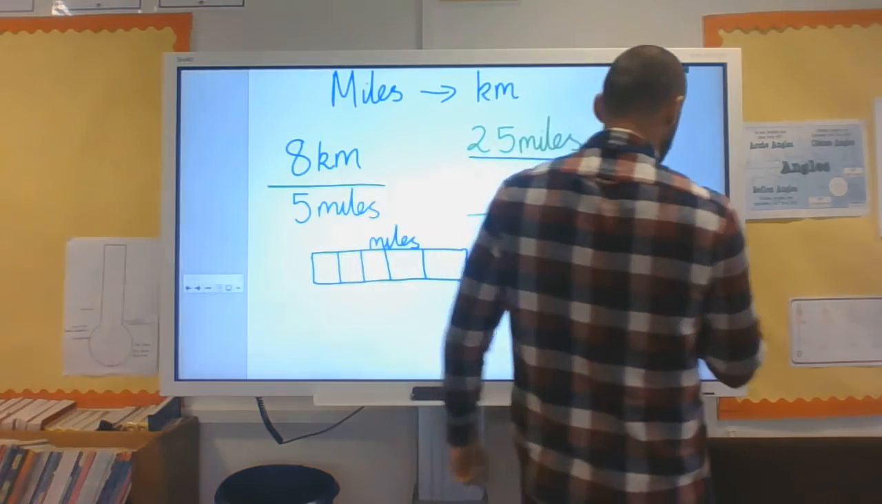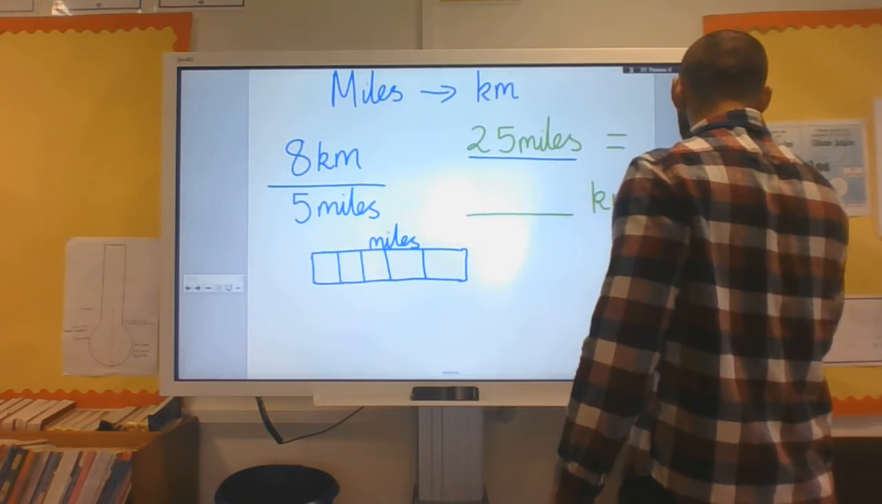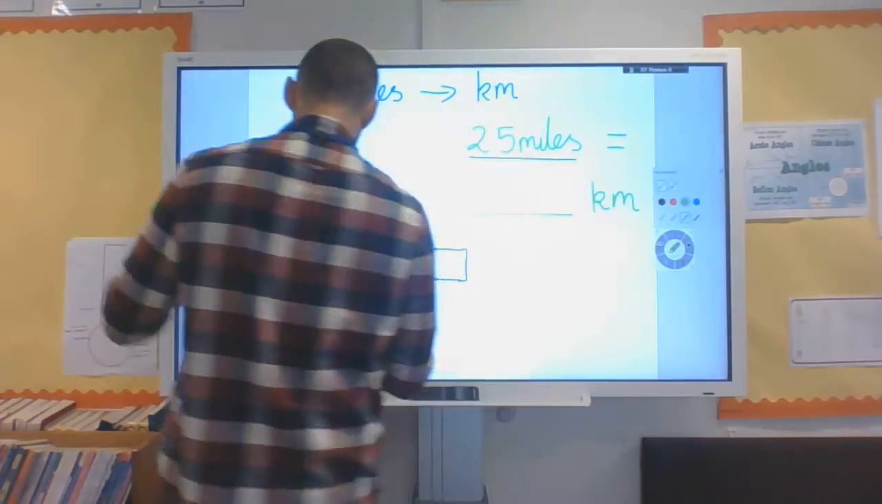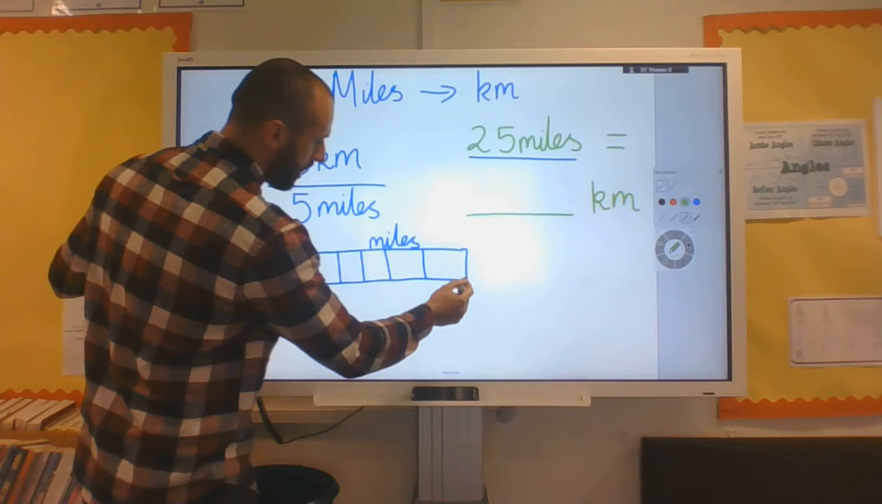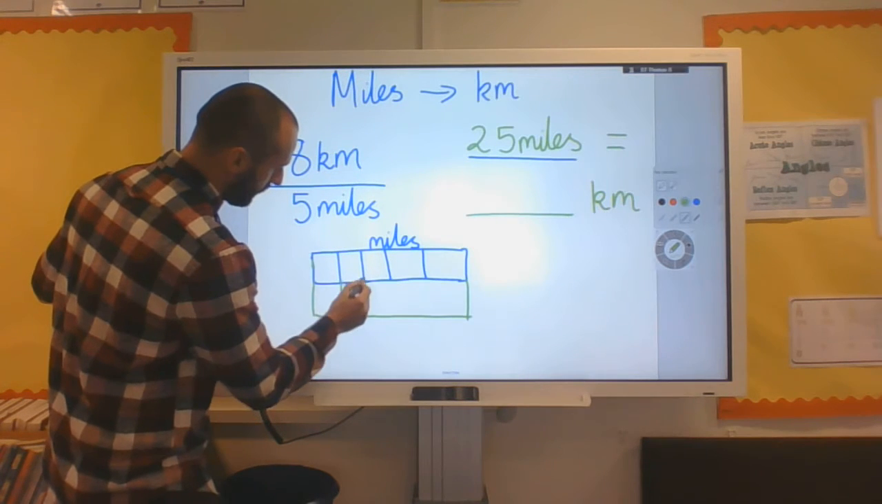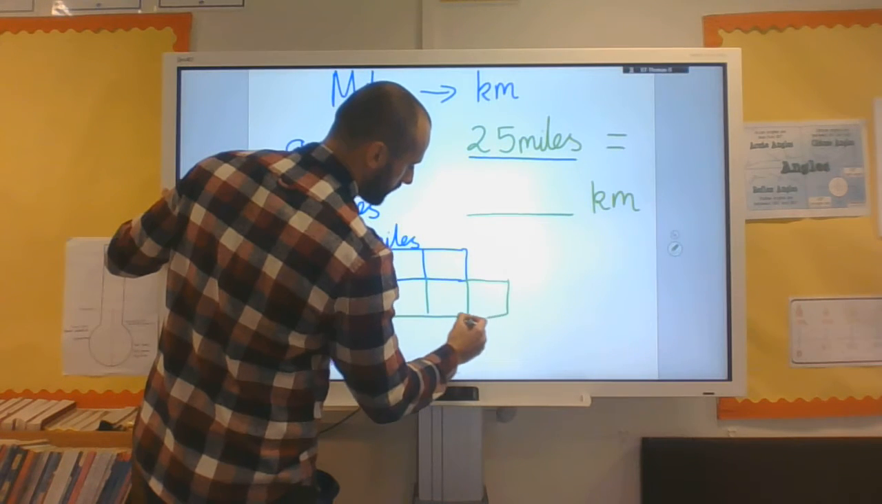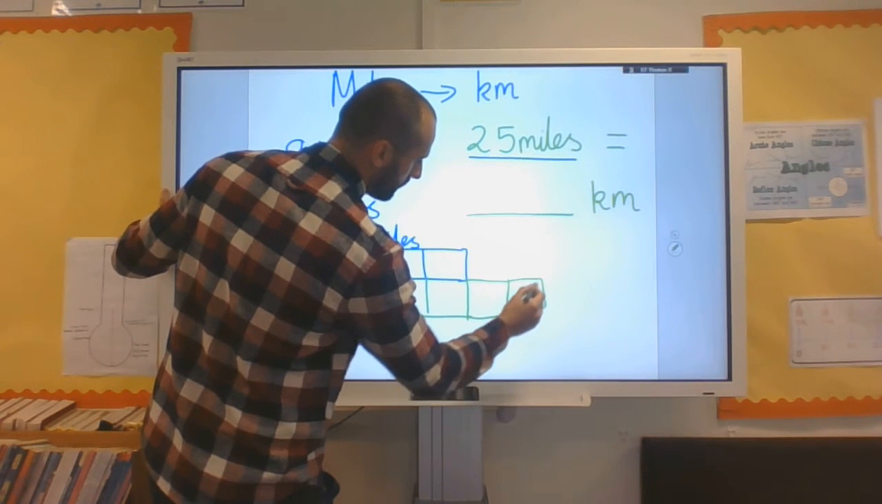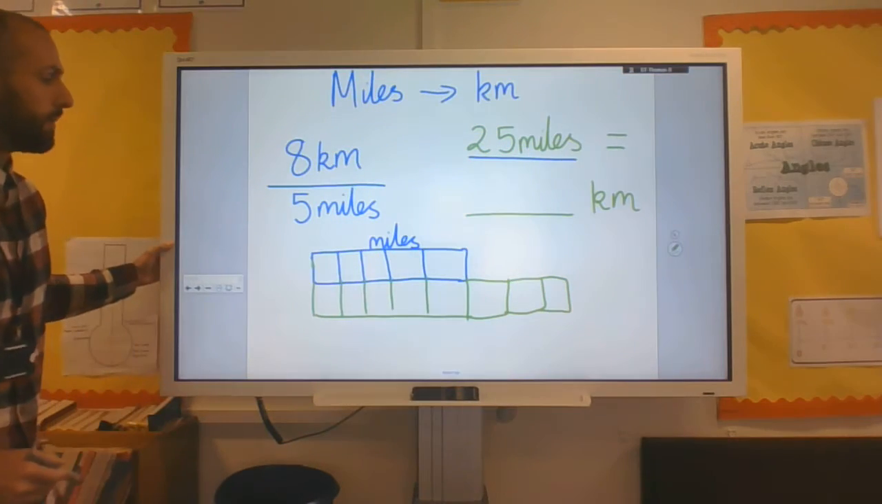How does that then lead us to the kilometres? Well, we then times it by 8. So I don't want just 5 equal parts. I want 8 equal parts. There's our 5. 6, 7, 8. And this is the kilometres here.